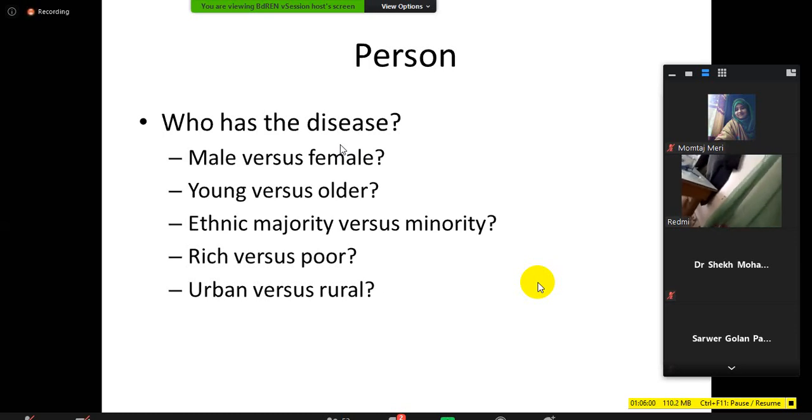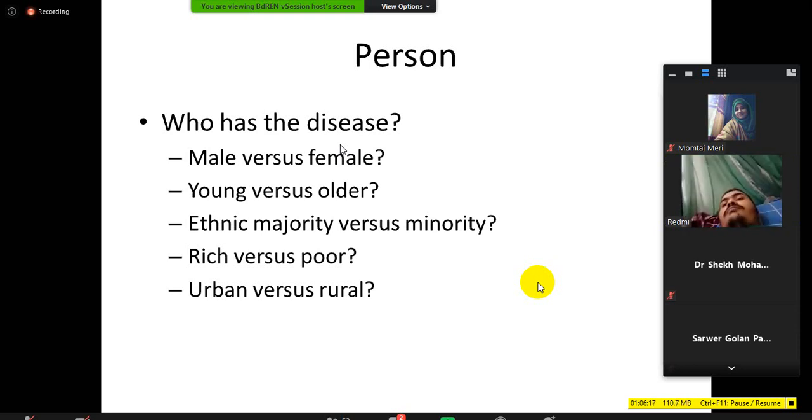Ethnic majority. There are some certain diseases which are very common in some ethnic groups. Rich versus poor, you can also observe. Some health status, like obesity for example. Obesity you can get more in the rich people comparing to the poor people.